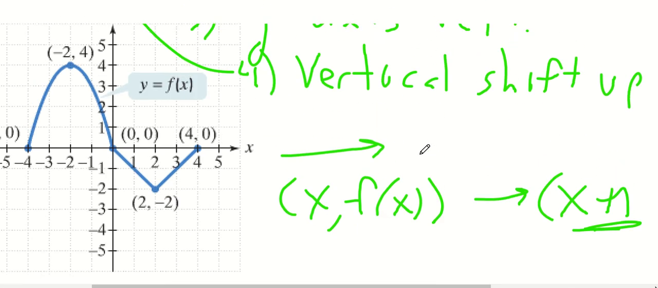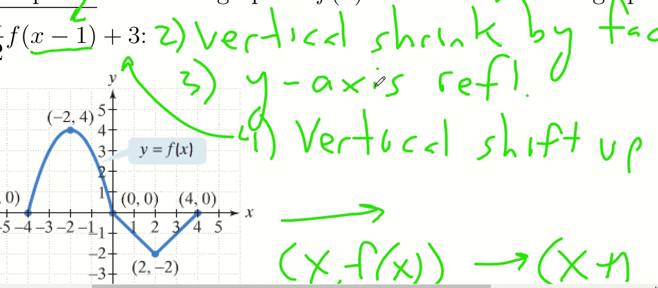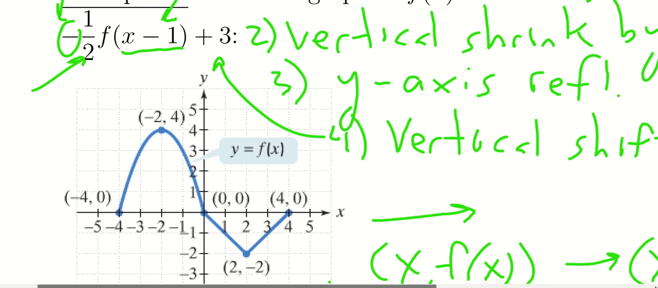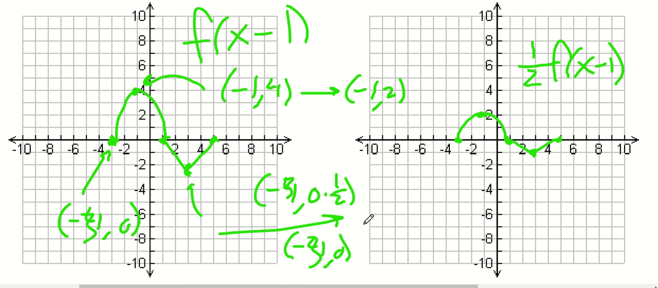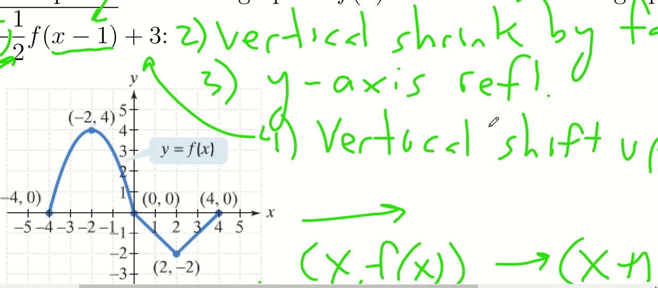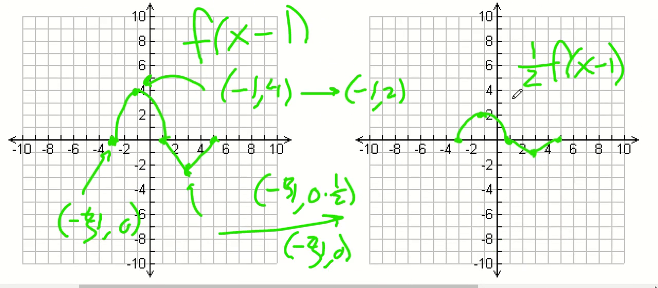The next transformation we have is a y-axis reflection because we are multiplying on the outside of the function by a negative. When you multiply on the outside of a function by a negative, that's going to reflect this about the excuse me, did I say y-axis reflection? Oh, sorry. That's x-axis reflection. My apologies. Multiplying on the inside is a y-axis reflection. Multiplication on the outside is going to reflect it about the x-axis.